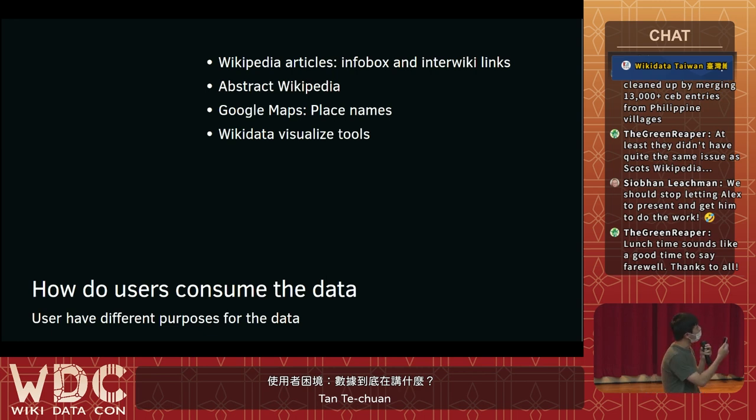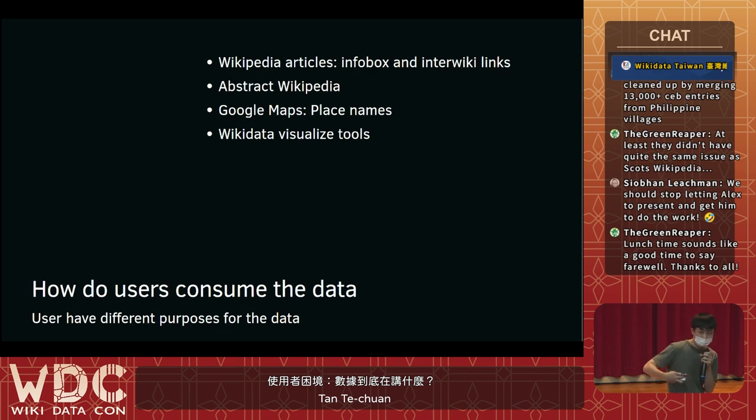And recently, they have another project called Express Wikipedia. They want to use the data from Wikidata to write Wikipedia articles, but I'm not pretty sure how it works. And also, Google Maps uses Wikidata to translate place names into different languages. Like if you see some European or African place, it has a Chinese name on Google Maps, and the place name comes from Wikidata.